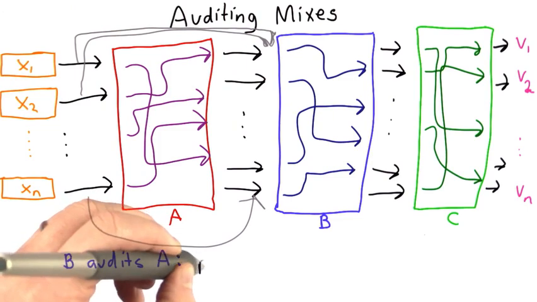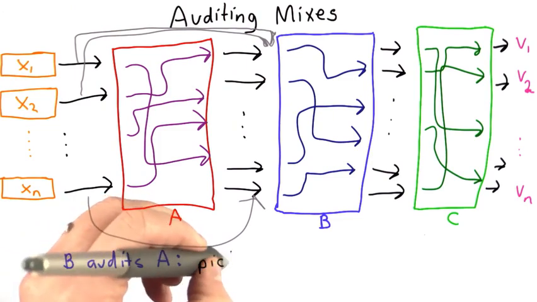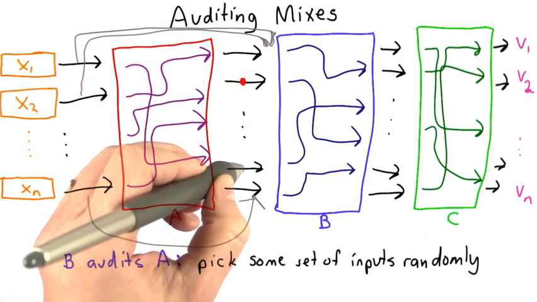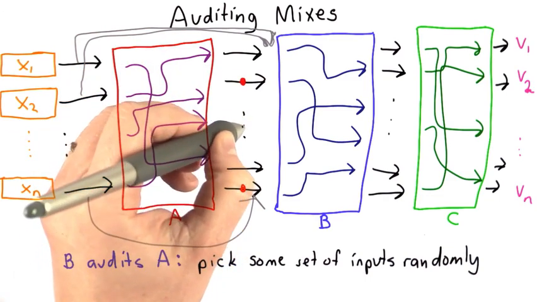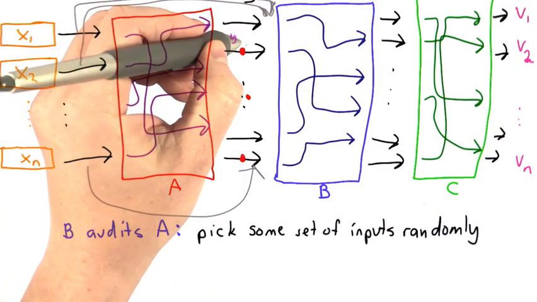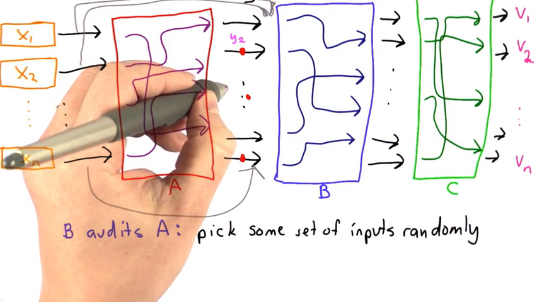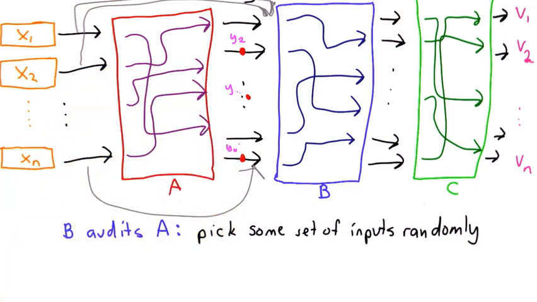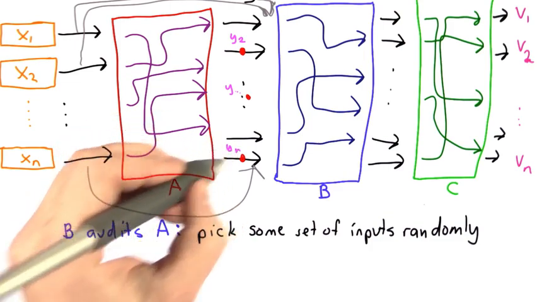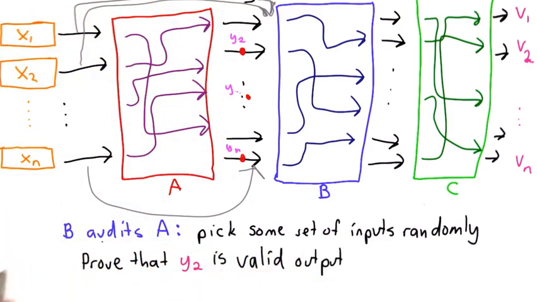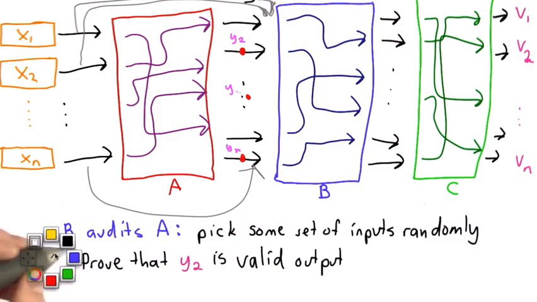It does that by picking some random set of inputs. So let's say it picks this one, and this one, and some of the ones in here. That means it's looking at some of A's outputs, and we'll call these Y values. So this would be Y2, this would be Y something else, this would be Y of n minus 1, and this would be Y of n. So for each of the n inputs, Bob picks some number to audit. And what B does is ask A to prove that Y2 is a valid output.